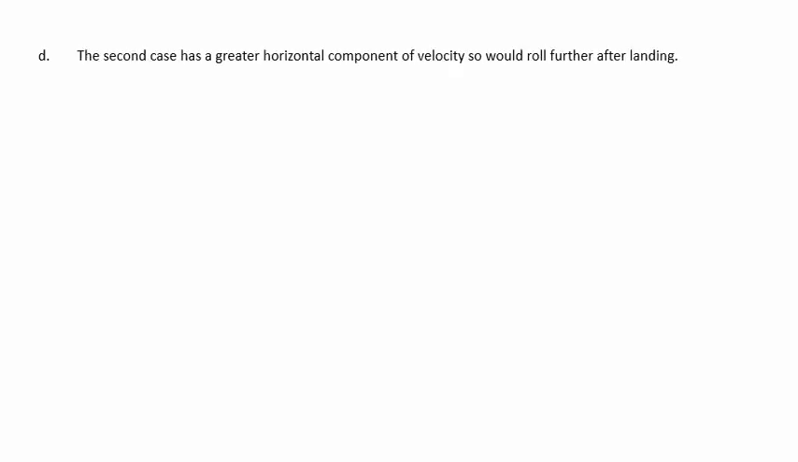In D, we're asked to consider which of the two trajectories we would choose to travel a longer distance after hitting the green at G. Well, the second case has a greater horizontal component of velocity on landing, so would roll further. They have the same speed, but at different angles, so have different velocities.